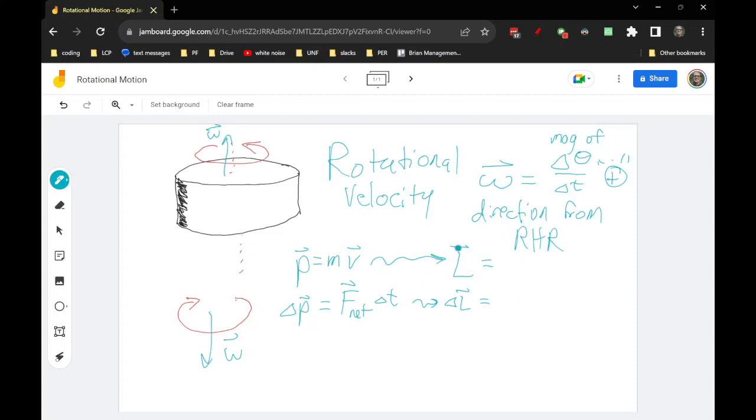We need an analog for mass and an analog for velocity. Well, we already know what the analog for velocity is. It's going to be this rotational velocity, omega. But I now need to know what the rotational analog of mass is. And this is something called the moment of inertia. We use I for this. This is moment of inertia.